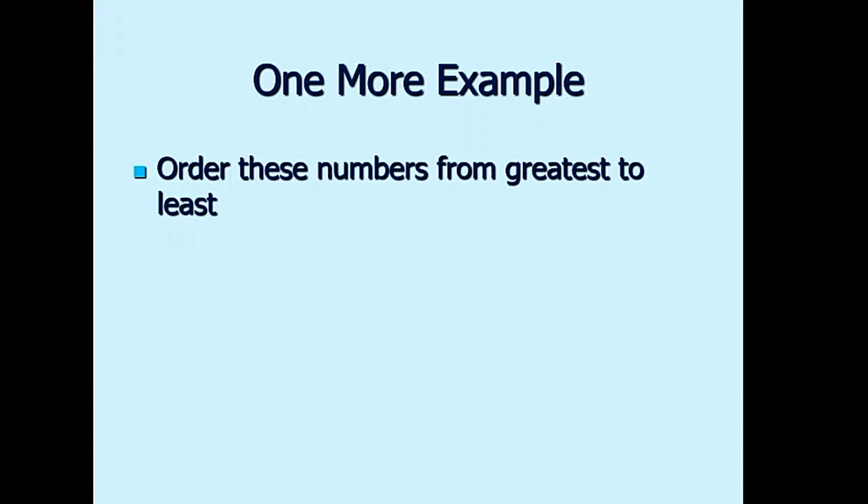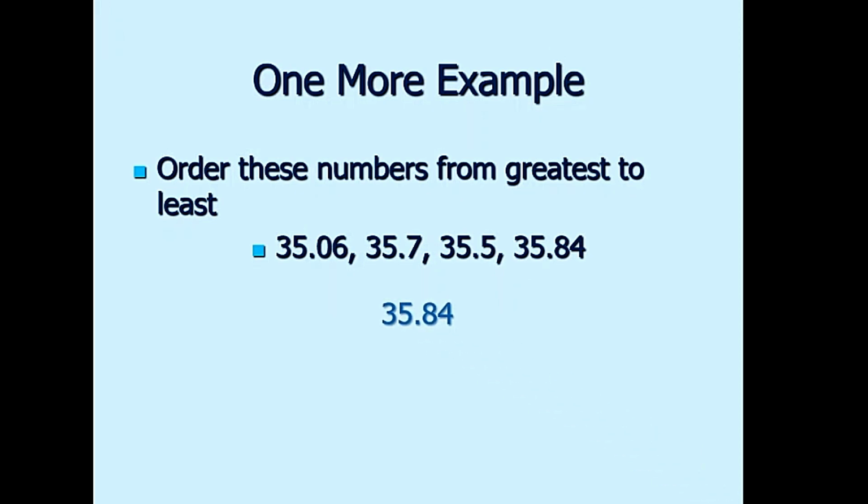One more example. Order these numbers from greatest to least. These are the numbers: 35.06, 35.7, 35.5, 35.84. Let's order this one without adding zeros. What is the first number? 35.84. The second one? 35.7. The third one? 35.5. And the last number is 35.06.